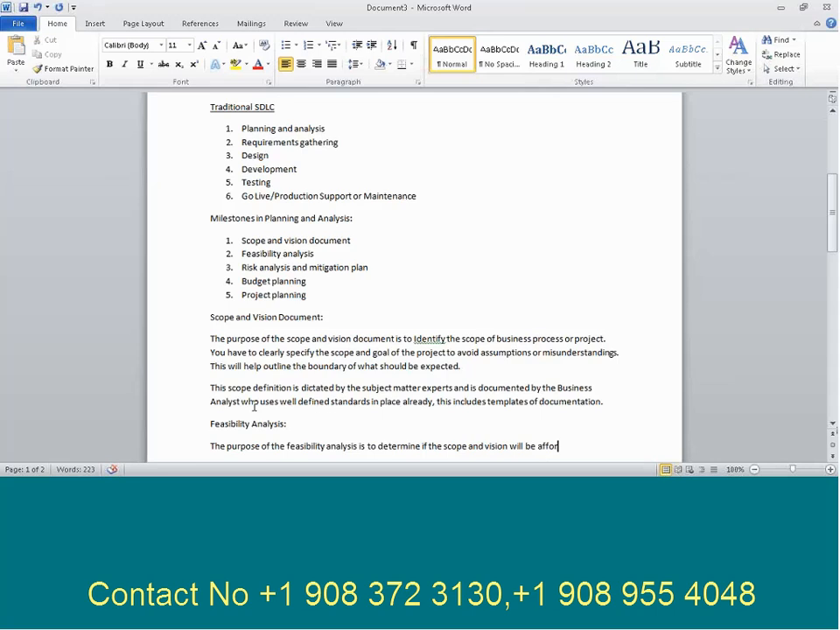Now, the question is, who performs the feasibility study? Who do you think performs the feasibility study? The business analyst? No, the business analyst will not be involved in the feasibility study. The feasibility study is actually performed by the subject matter experts.